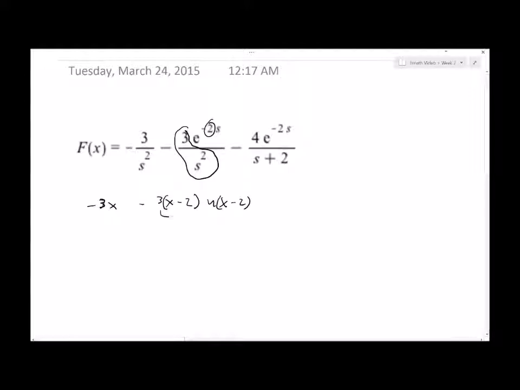Okay, because remember, it has to be in this form to be able to Laplace it. So when we inverse Laplace, it's going to go back into this form. And then this is going to be minus 4, and if you remember, this is e to the negative 2x. But remember, since it has the e to the negative 2s already, every x is going to be in the form of x minus c, which in this case is x minus 2. How do I know it's x minus 2?